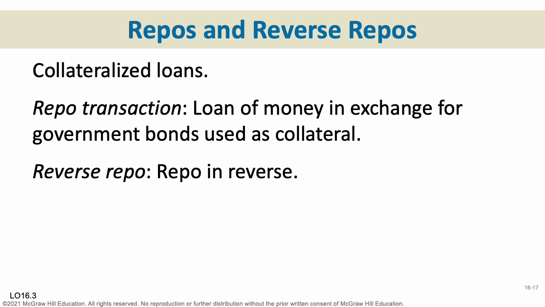The Fed can also do what are known as repo transactions, and these are collateralized loans. They can manipulate the money supply as well. It's another form of open market operations. When they make repo transactions, the money supply is increased, reverse repos decrease it. So it's a loan of money in exchange for government bonds used as collateral.